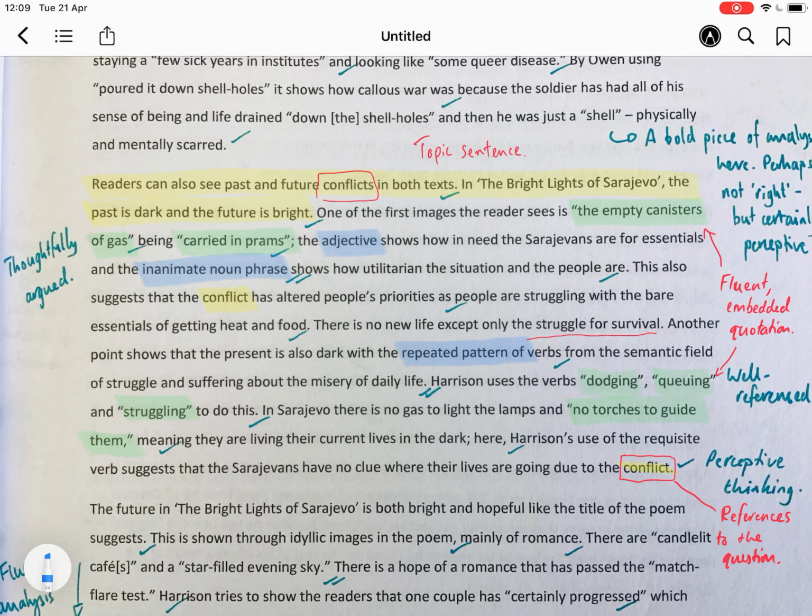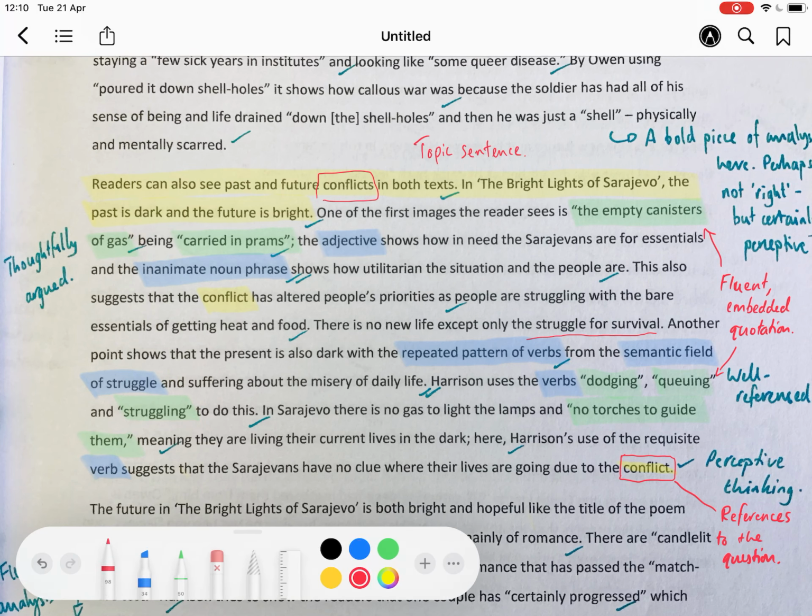Later on, we get the phrase repeated pattern of verbs. We get the word verbs. We get the semantic field of struggle. Now, a semantic field, if you don't know already, is a set of words used by a writer, all in one little group somewhere, which mean the same thing and which try to communicate the same feeling. So the student here talks about the semantic field of struggle, and they are right that dodging and queuing and struggling are all words that appear next to each other in the text, and they're all words that seek to communicate that same feeling or emotion of struggle. Again, the student goes back to the word verb there in the final line of their paragraph.